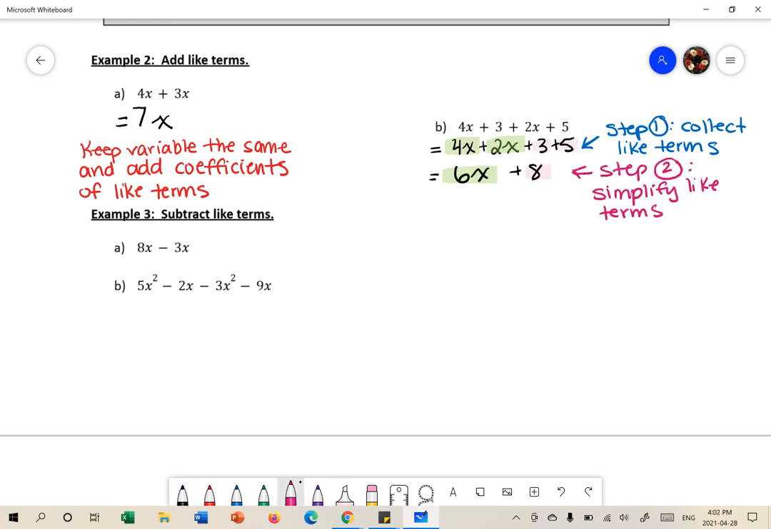Let's practice subtracting like terms. 8x subtract 3x is equal to 5x. 5x squared subtract 2x subtract 3x squared subtract 9x. So I'm going to collect like terms.